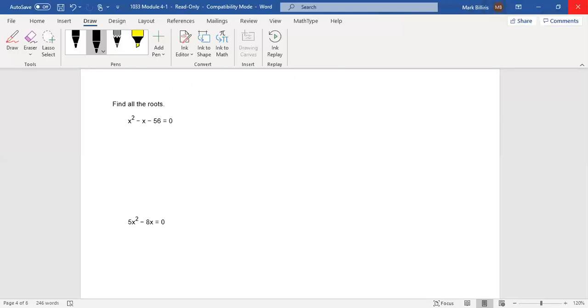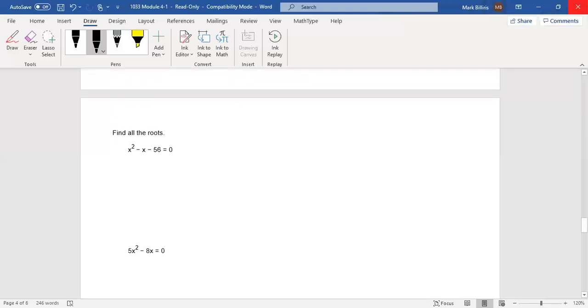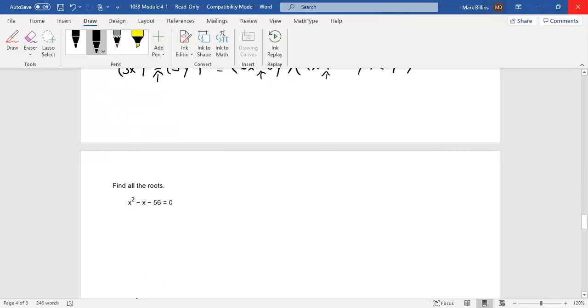So what we're going to look at is the zero product rule first. So the zero product rule means that when I'm multiplying two values together, if the product is zero, either the first factor is zero or the second factor is zero. Because if either one is zero, zero times anything will give you zero.